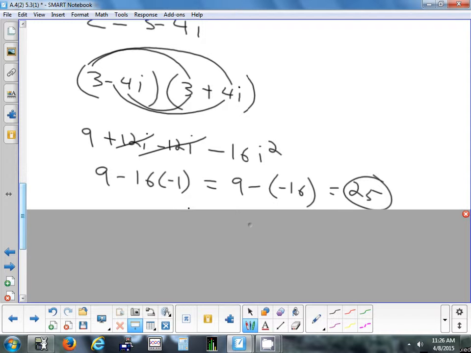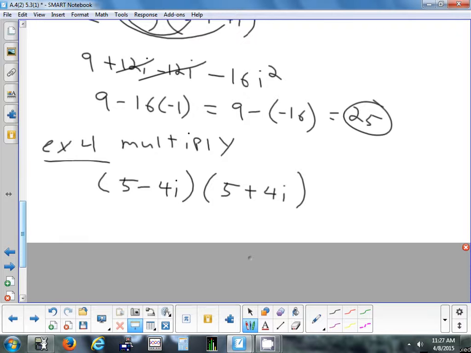Anybody see a shortcut for how to do that? Because you're going to get something that cancels out each time. So that part you don't even need to worry about. It's really just the first and the last. The signs are flipped, so you're always going to get a plus. It's always going to be something plus something. How do we get the 9? We just square the 3. How do we get the plus 16? You just square the 4. So all you have to do is look at that number, square it, look at the other number, square it, and then add them up.